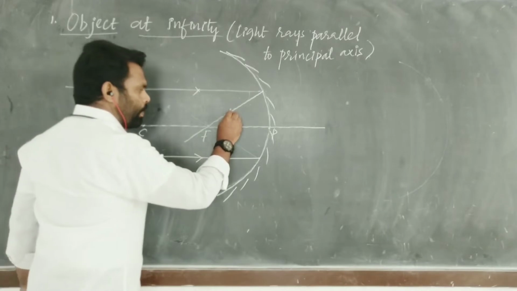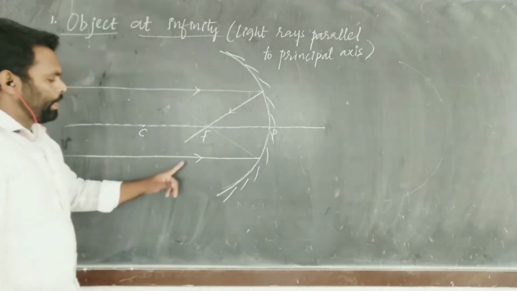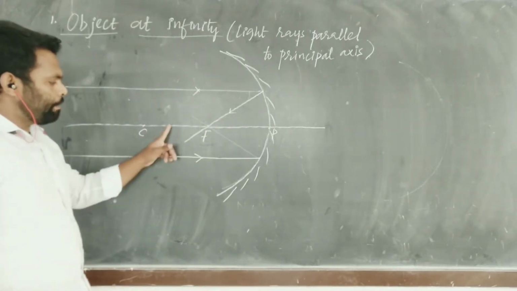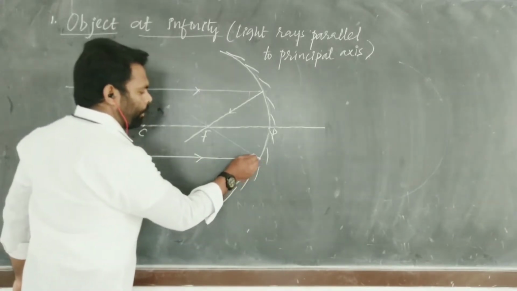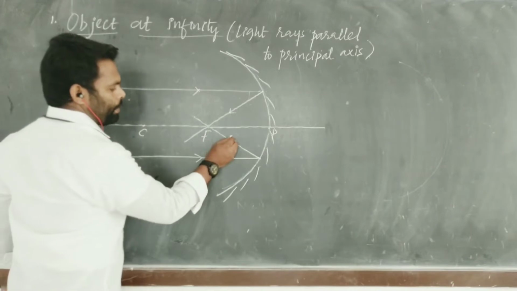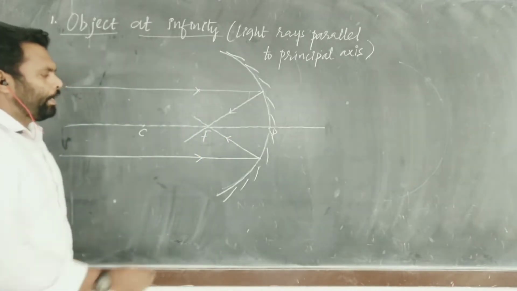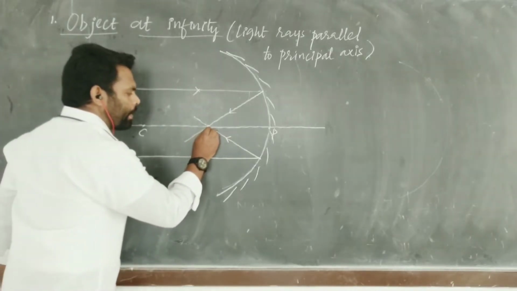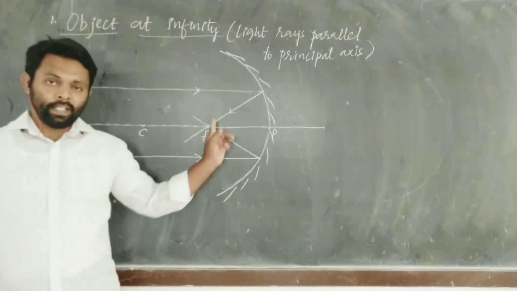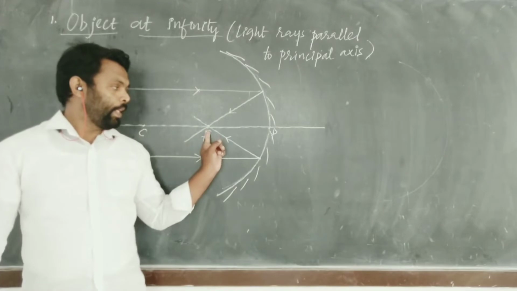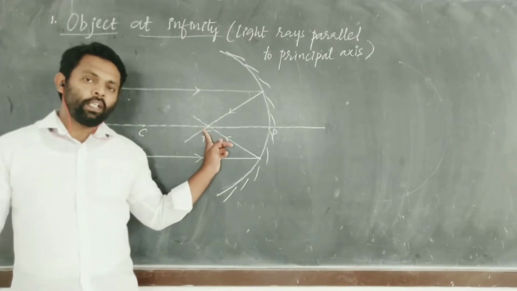So this is first reflected light ray. And second light ray, even it is parallel to principal axis, incident on the concave mirror. After reflection, even it passes through focus. And two reflected light rays are intersecting at focus. And we know that when reflected light rays meet at a point, then the image formed is called real image.